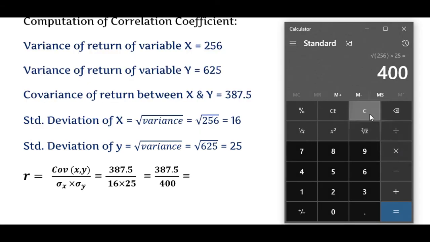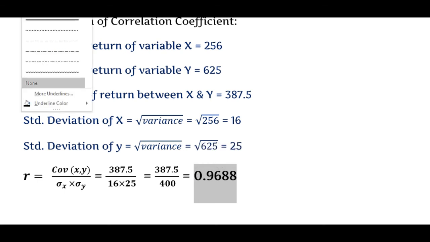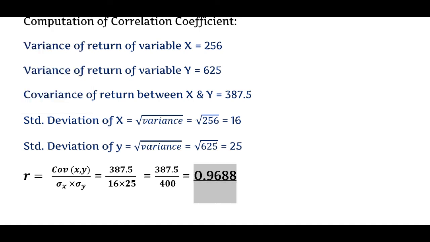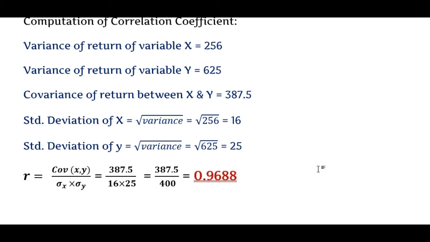387.5 divided by 400 is equal to 0.96875. So I'll take 0.9688, or else you can write it like 0.97 if you are rounding to 2 decimal places. So this is the answer you will get if you are using these values to arrive at the correlation coefficient.